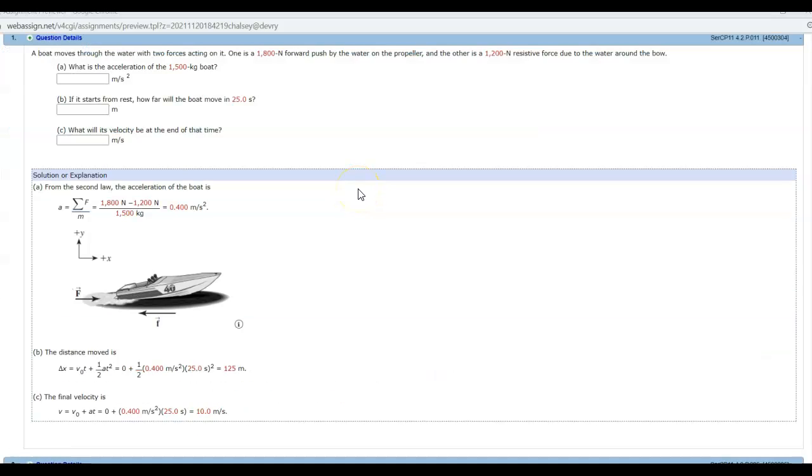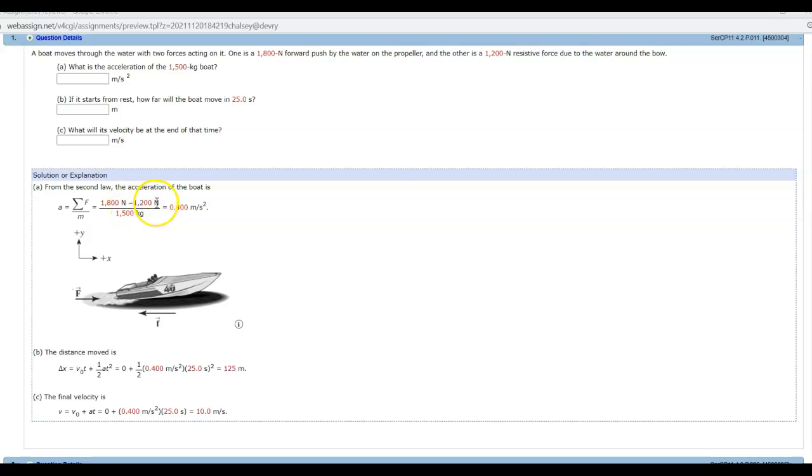Okay, and number 1, a boat moves through the water. There are 2 forces acting on it, or 2 that they're considering. One is the force pushing the boat with the propeller, acting at 800 newtons. Then there's a resistive force due to the water that the boat encounters as it's going through the water. So that force is acting in this direction. So what we have to do is sum those forces, and since they're acting against each other, we subtract them.